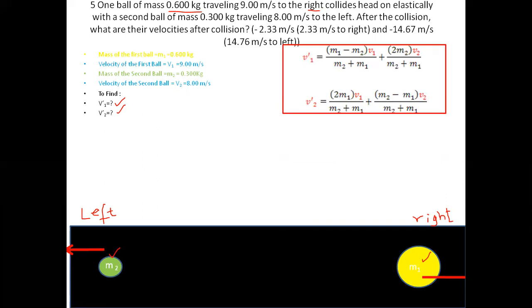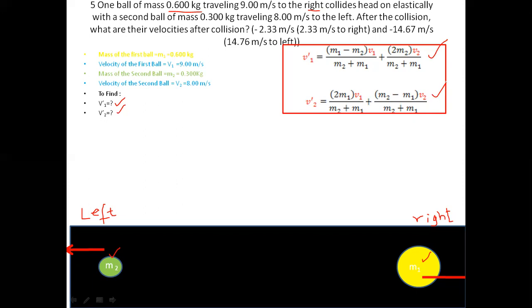For that, we have a formula. v1 dash is equal to (m1 minus m2) into v1 divided by (m2 plus m1), plus 2m2 into v2 divided by (m2 plus m1). We have derived this formula, but basically it is the velocity formula after the collision for the first body. Similarly, for the second body, we have v2 dash, which is equal to 2m1 into v1 divided by (m2 plus m1), plus (m2 minus m1) divided by (m2 plus m1) into v2, and this is the formula which we are going to solve.